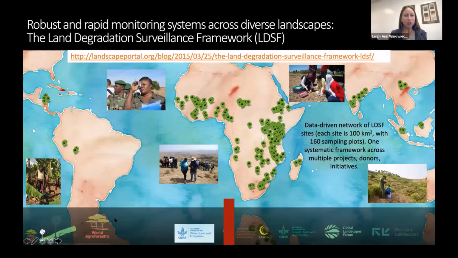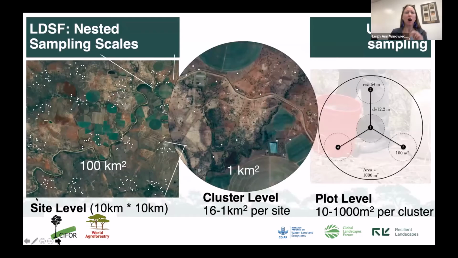At ICRAF, we use the Land Degradation Surveillance Framework, and this is a data-driven network that is applied across projects, donors, initiatives, and as you can see, it is applied across the global tropics with an emphasis on Africa. Each one of these green dots here is a 100 square kilometer sampling site with 160 plots. That's the dots here. This is a hierarchical sampling design.